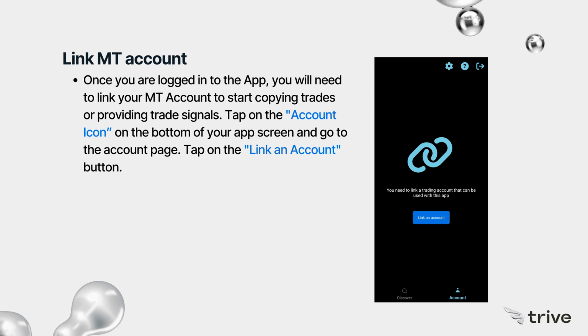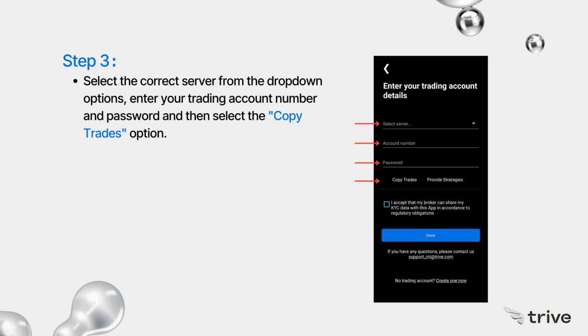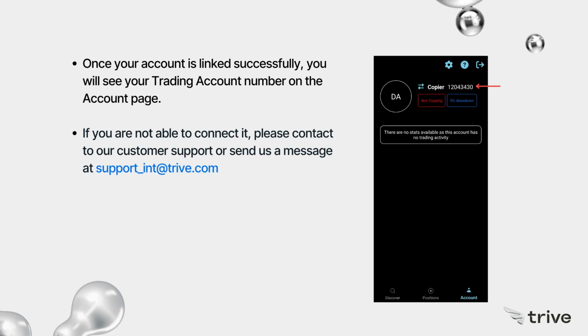Tap on the account icon on the bottom of your app screen and go to the account page. Tap on the Link an Account button. Step 3. On the next page, select the correct server from the drop-down options, enter your trading account number and password, and then select the Copy Trades option. Once your account is linked successfully, you will see your trading account number on the account page.